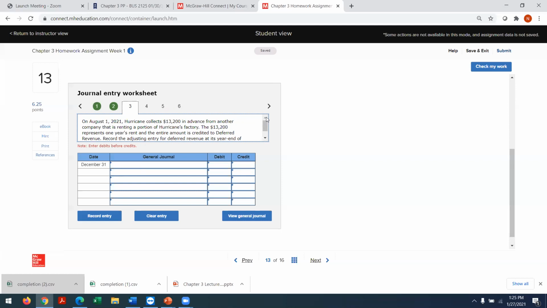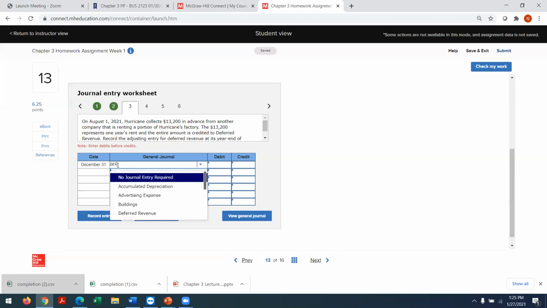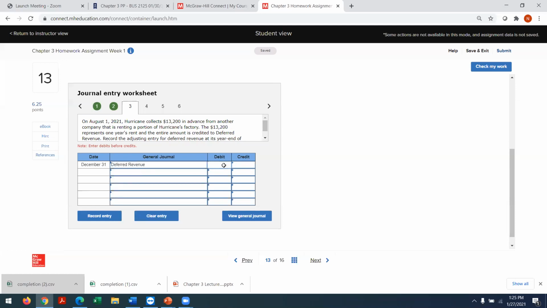So if that is for 1 year's rent, what does that make it per month? 1,100. How many months have been used up? 5. So now, shouldn't we show that the liability has reduced because now we've earned the money? Yeah. So deferred revenue, 5,500, and we would credit service revenue, 5,500.